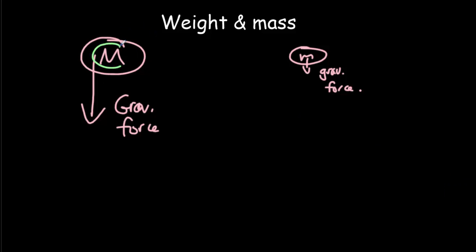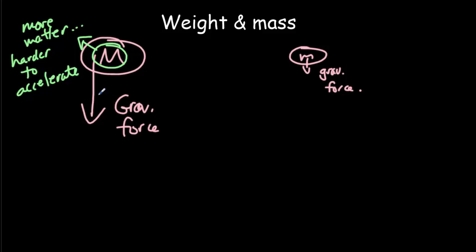Because when you've got more mass, it also means you've got more matter. And things that have more matter, they're harder to push. They're harder to accelerate. And these two effects are going to kind of cancel each other out. Bigger gravitational force, but more matter to pull. Smaller gravitational force, but less matter to pull.